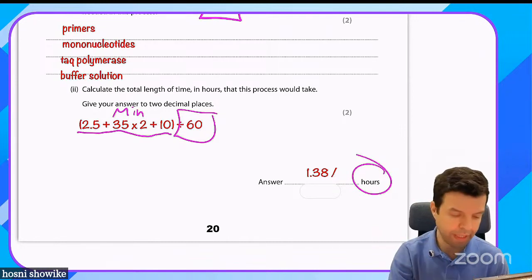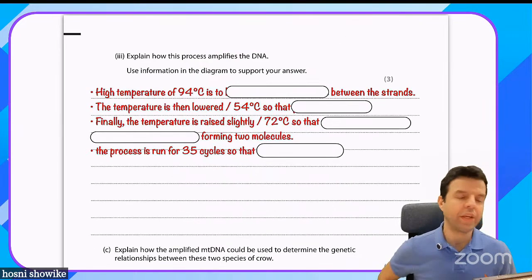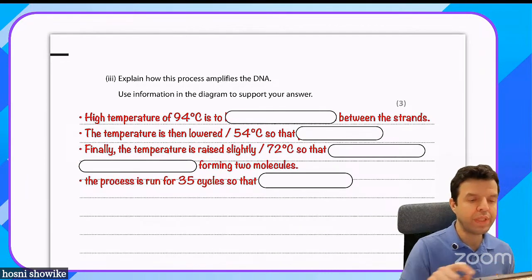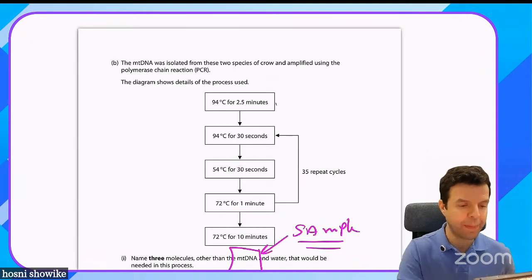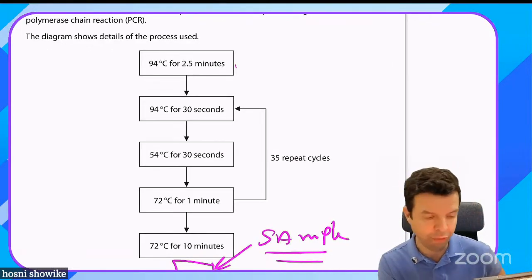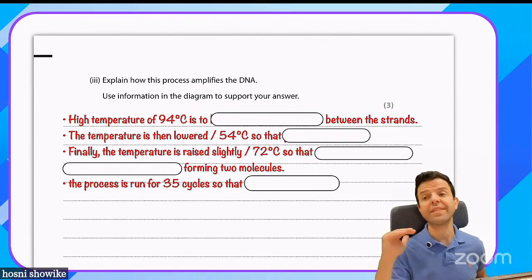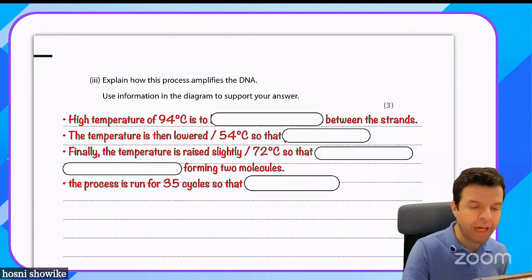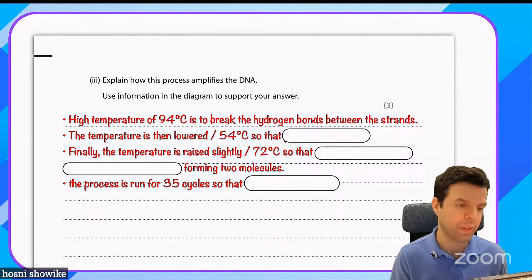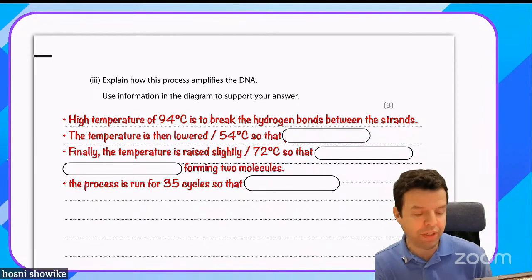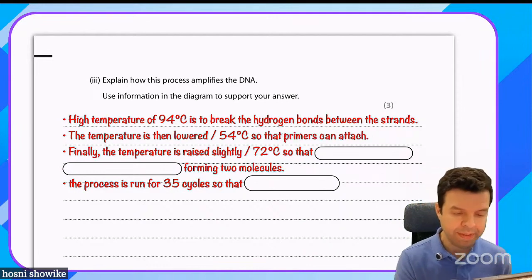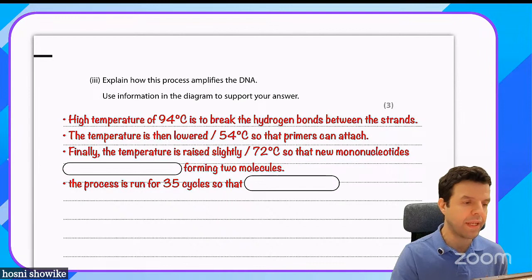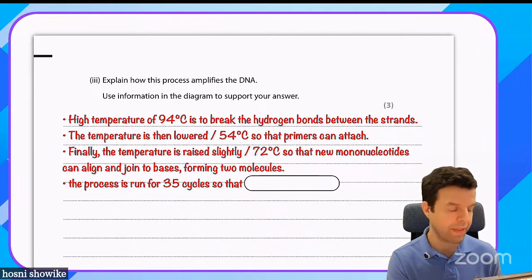And the last thing for today is this part. Explain how the process amplifies the DNA using information in the diagram to support your answer. This is when you need to have good memory about the temperatures and what each temperature is needed for. So to start with, the initial high temperature is needed to unzip DNA. In PCR, you don't have helicase, so we rely on high temperature to denature DNA. Then the lowest temperature is to bind the primers. 70 degrees is the temperature optimum for the enzyme. And then I have the role of the enzyme to align the nucleotides.